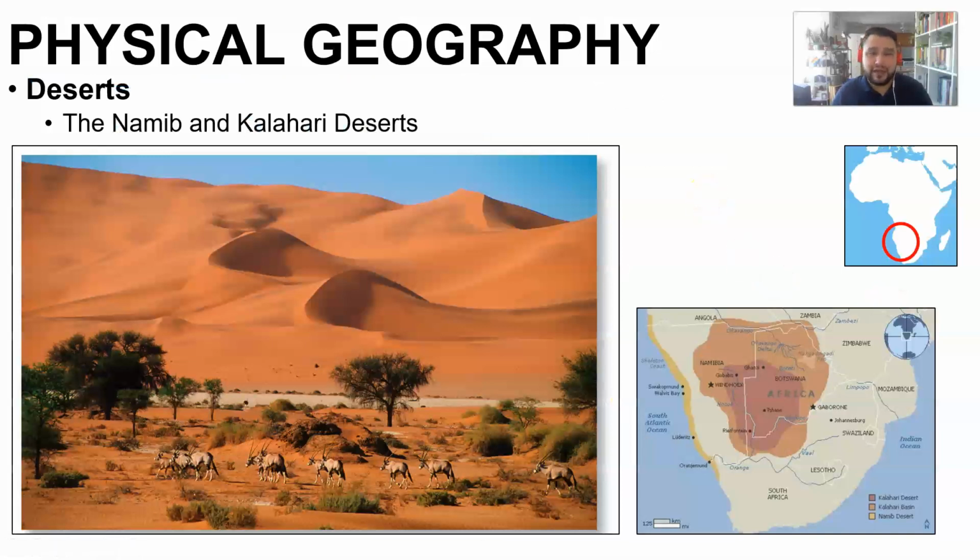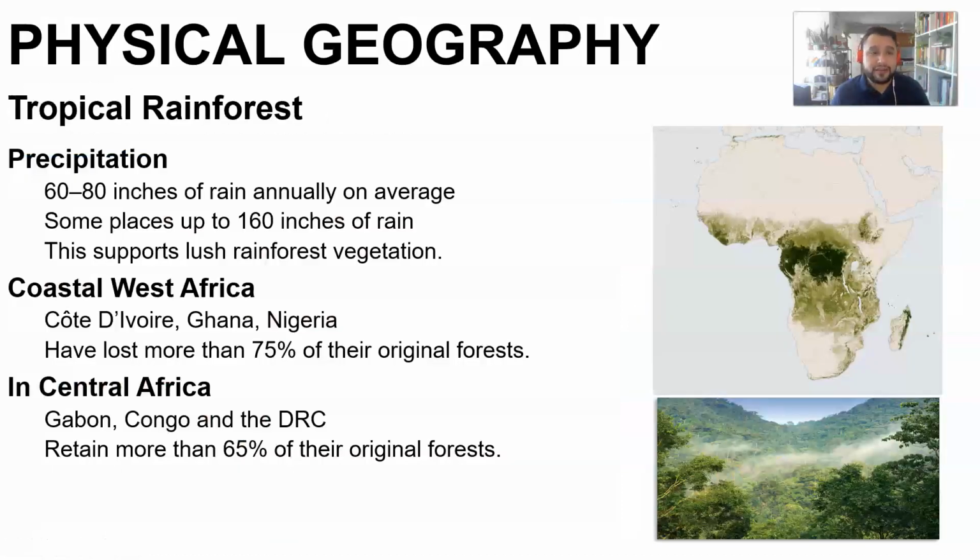As I mentioned, we have the Namibian Desert and the Kalahari Desert in the southern part of Africa as well. And you should probably be familiar already with the Saharan Desert, which is the largest desert in the northern region and creates the border between North Africa and Sub-Saharan Africa.